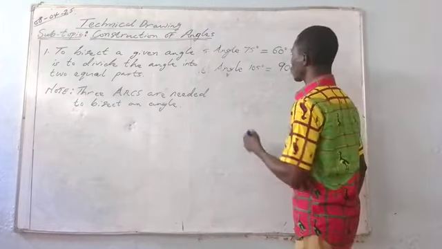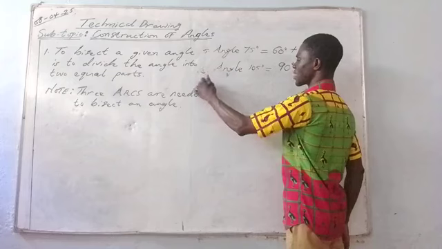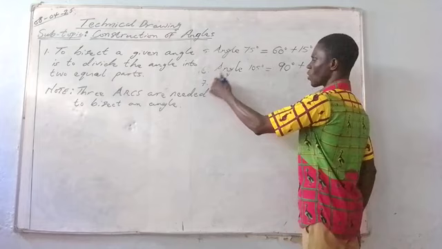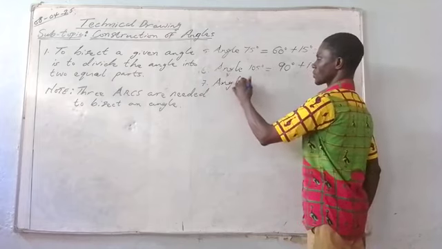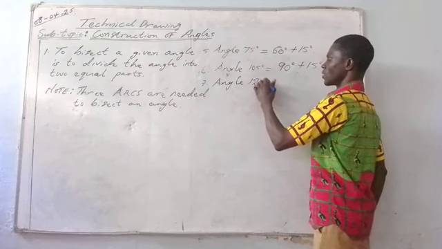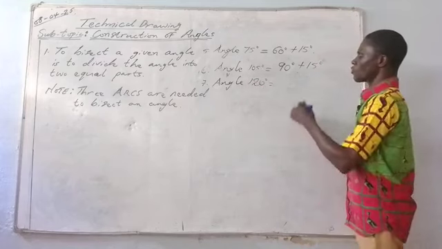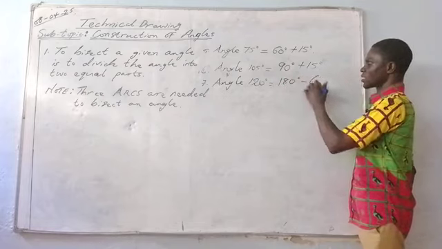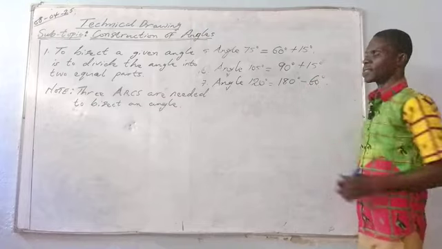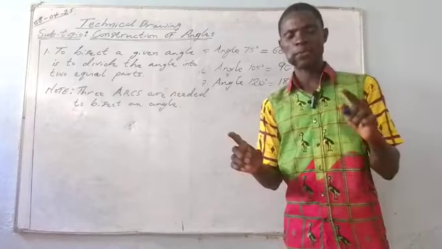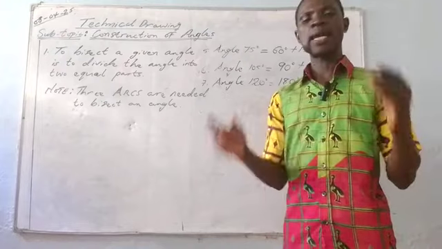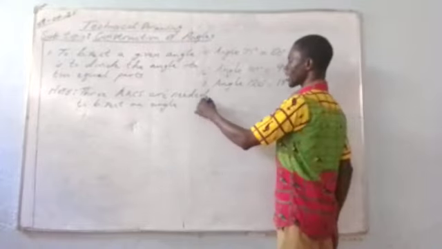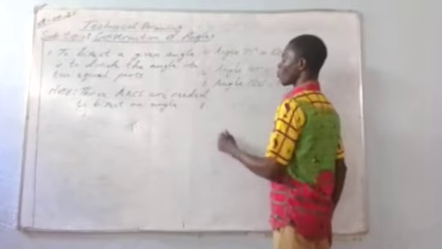Now, what about angle 120? That is number 7, 120 degrees. Angle 120 degrees will be 180 degrees minus 60 degrees. Just take 60 degrees out of 180, out of that semicircle, remove 60 degrees, then you get 120 degrees. Then what about angle 135 degrees? That is number 8, angle 135 degrees.